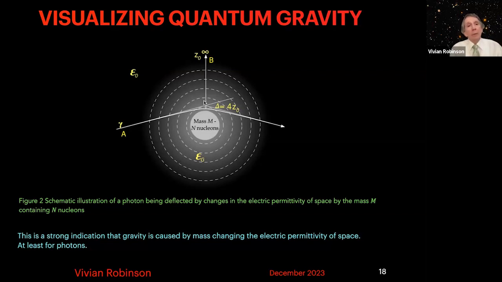Now, the reason why we know that this is redshift is because the higher epsilon g here means that photons travel slower here. When they get to here, their speed increases, and because their speed increases, their wavelength increases. And that's your photon redshift. So this is a strong indication that gravity is caused by mass changing the electric permittivity of space, at least for photons.